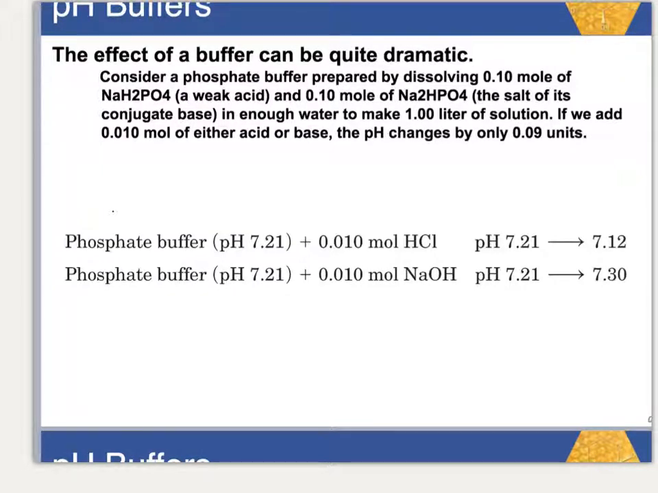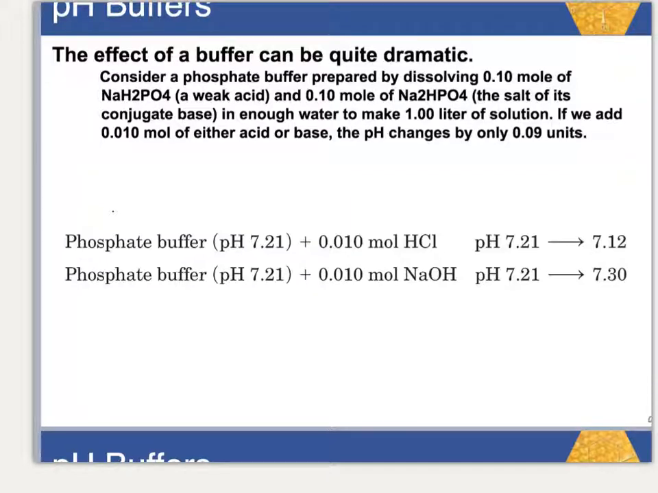Here's another way to look at it. If I have, for example, a phosphate buffer that's prepared by dissolving 0.1 moles of sodium dihydrogen phosphate, which is a weak acid, and 0.1 moles disodium hydrogen phosphate, the salt of its conjugate base, in enough water to make 1 liter solution. If I had that, and then I add either 0.01 moles of acid or 0.01 moles of base, you can see that the pH changes only by 0.09 units.